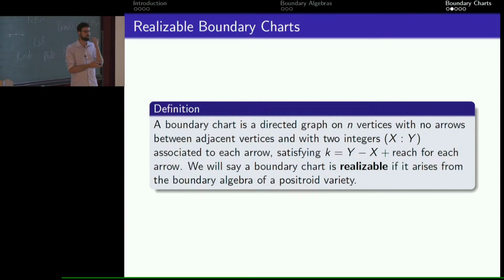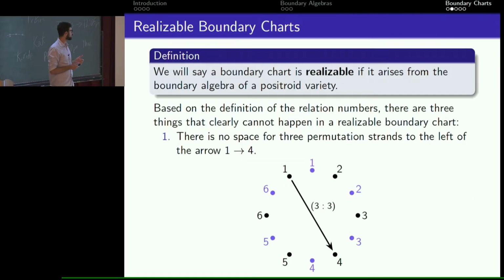So a natural question is when are boundary charts realizable? Let me start by saying when boundary charts are not realizable. Let me give a couple of things that certainly cannot happen in a realizable boundary chart. Here's one of them. I have this arrow here. Its left relation number is 3. I don't have room to put 3 strands to the left. I just don't have space to put that many strands to the left of it. So that shouldn't happen. I shouldn't be in a situation where the relation number is so big that I don't have enough room to put the number of strands I want on either the left or the right.